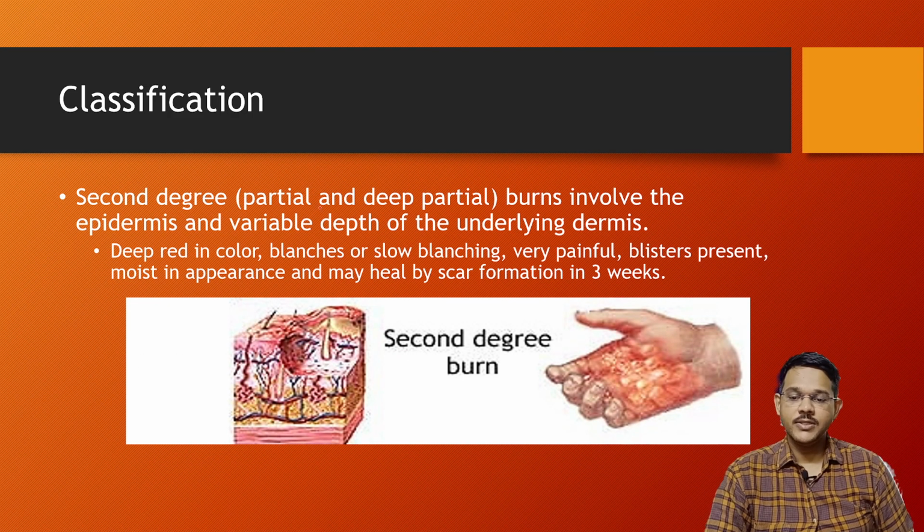2nd degree burns are partial to deep, involving the epidermis as well as the dermis and depth underlying the dermis. They are deep red in color, show blanching, are very painful, and blisters are usually present. They heal by scar formation because the damage extends up to the dermis. So there is epidermal damage as well as dermal damage.